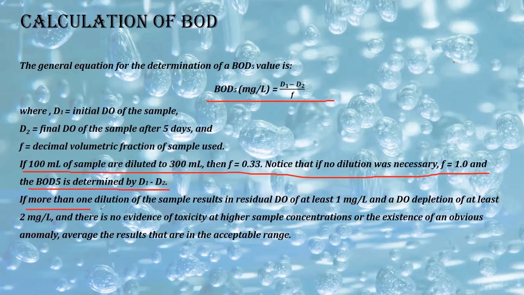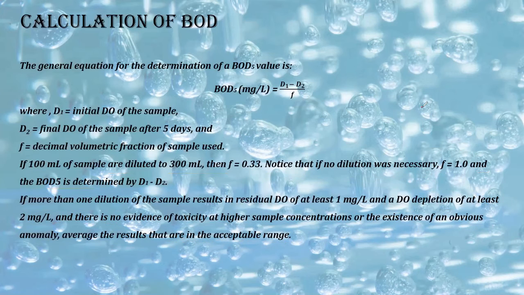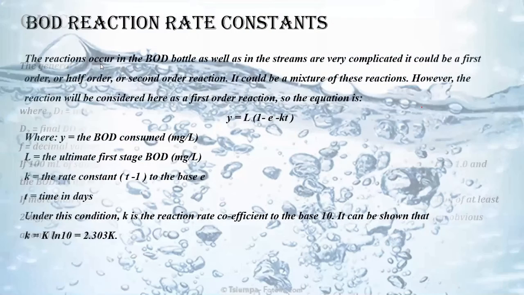If more than one dilution of the sample results in residual DO and DO depletion of at least 2 mg per liter, there is no evidence of toxicity at higher sample concentration or the existence of an obvious anomaly. Average the results that are acceptable in range. So this was all about the calculation of BOD. Let us go to some other thing.